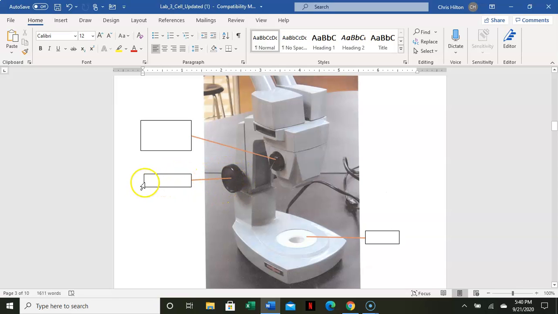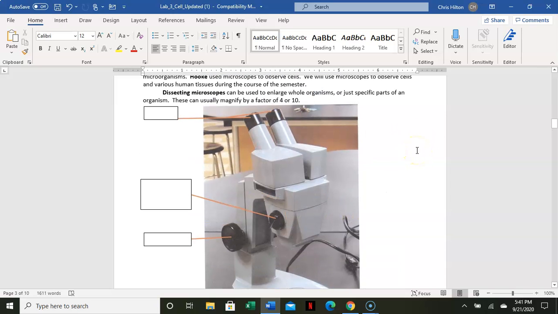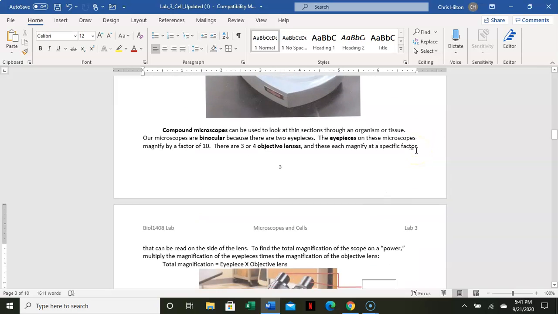This wheel is your focus, and there's only one focus for a dissecting microscope. And then this little switch changes your magnification. And it's usually between like 10 and 30 or 10 and 50. It kind of depends on the microscope. But that is it for the microscopes.